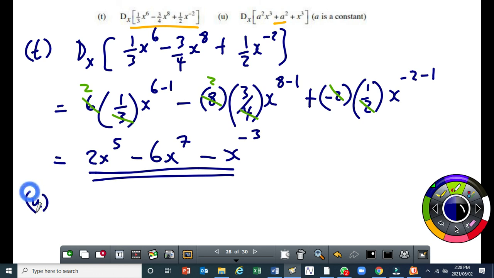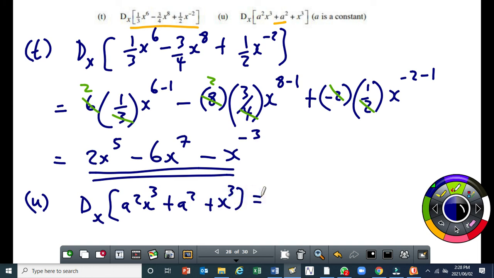So for u, we have the differential operator, we get a squared x squared, so it's x cubed, plus a squared plus x cubed. This is equal to the exponent of the variable times the constant, which is a squared. So you get 3a squared x to the power of 3 minus 1, which is 2. Then the derivative of the constant is 0. Then this one here becomes plus 3x squared. And then you are done.